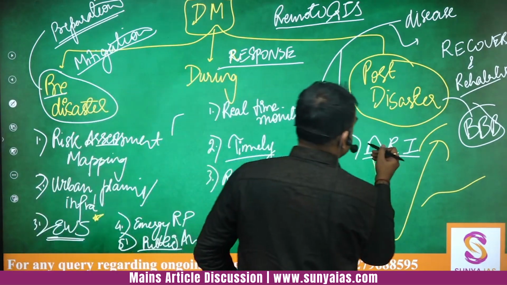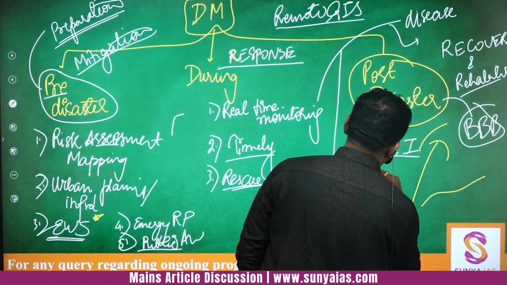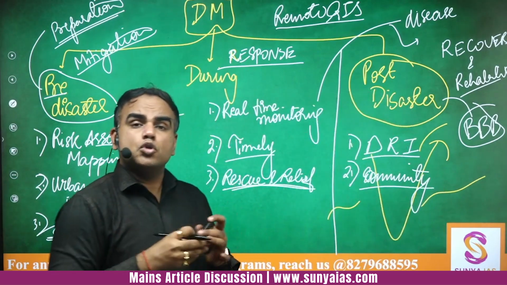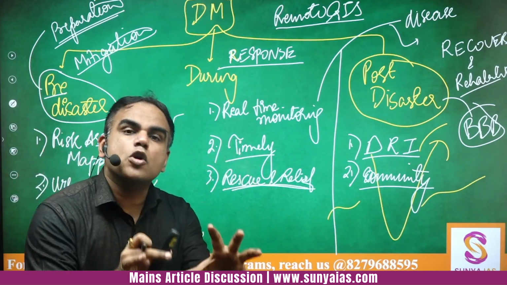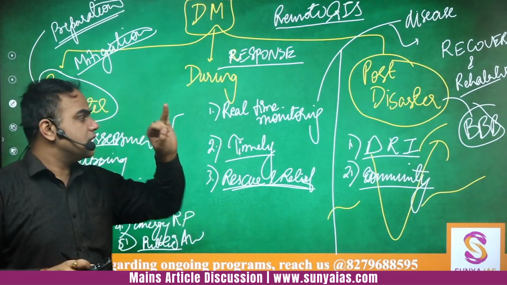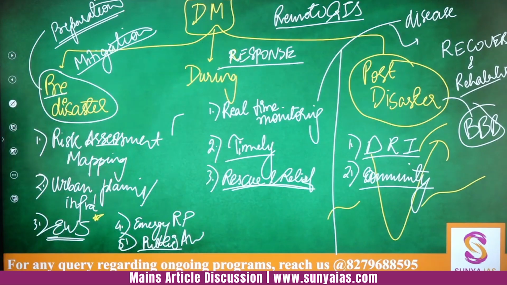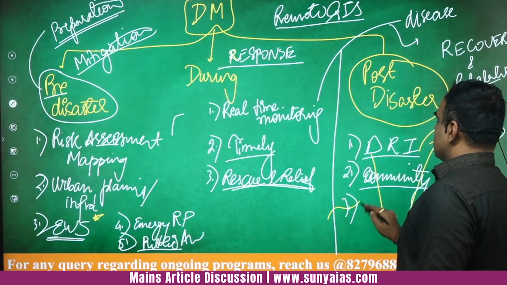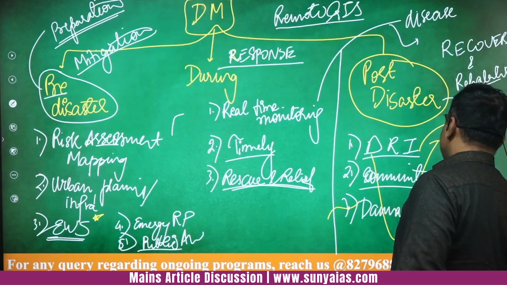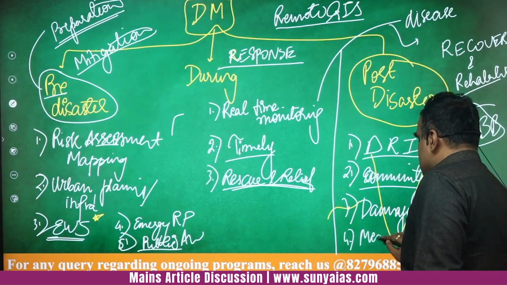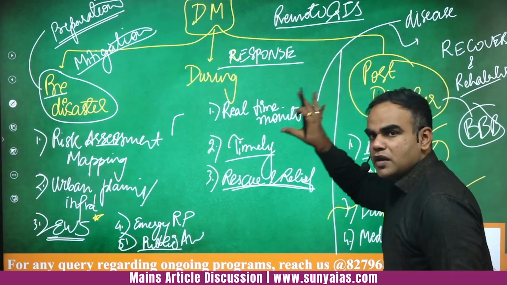So when we talk about disaster resilient infrastructure, we'll talk about how you can engage the community. Now if you want to engage the community, you should be able to link and integrate technology. Again, that is why the role of GIS and remote sensing here also becomes important. So you have to talk about this. And again, a very important part of post disaster is damage assessment, and fourth would be medium and long term recovery plans, because short term you have done here.